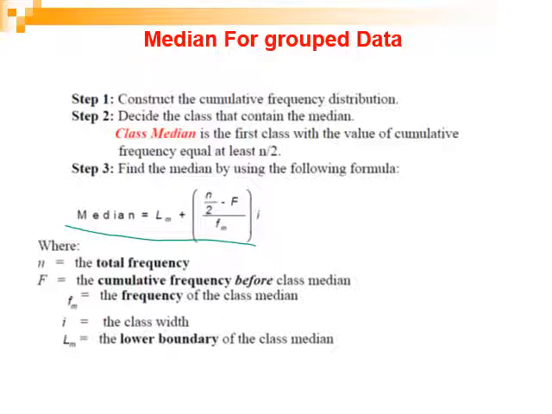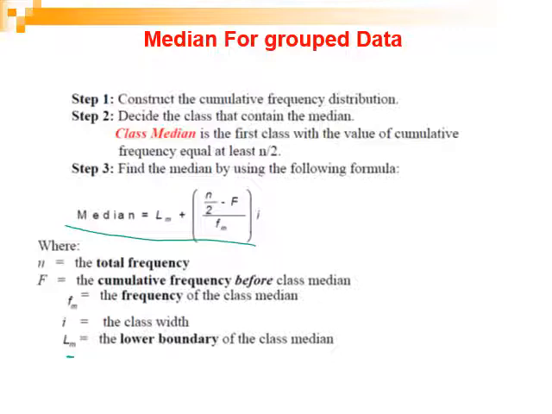Now let's distinguish between Fm and Lm. Fm and Lm with a subscript m mean we are standing on the median class. So Fm is the frequency of the median class, and Lm is the lower boundary of the median class. But capital F is the cumulative frequency before the median class.